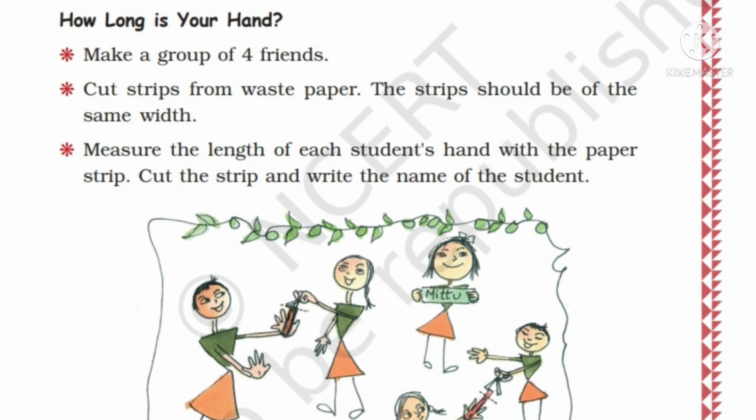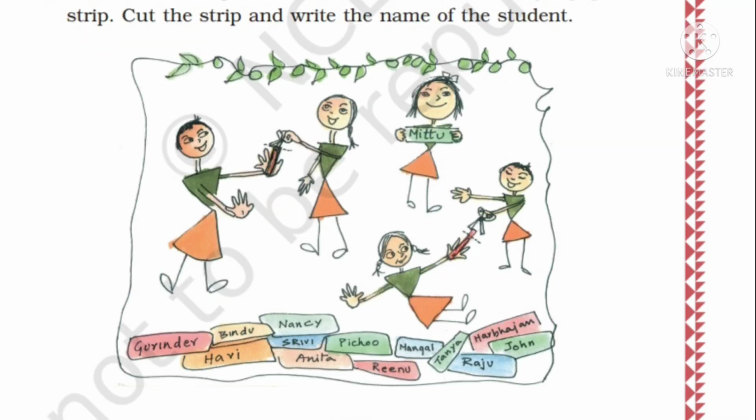What you have to do? You have to form a group of 4 friends and cut a strip of waste paper. The thickness, the width, should be the same for all the paper. Then measure the length of each student's hand with the paper strip, cut this length of your hand from the strip of paper, and write your name on that strip. See, in the figure they have shown how to measure the strip, how to cut, and write the name.